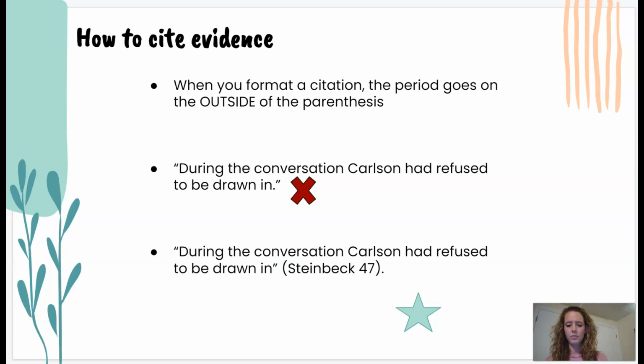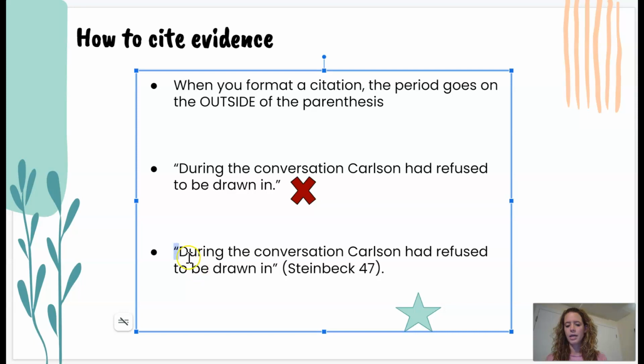So here's a quote from John Steinbeck's book Of Mice and Men. "During the conversation, Carlson had refused to be drawn in." Okay, that is wrong. That's a quote from the book. That's great. It's got quote marks around it, and it's a full sentence, but it's not cited properly. Okay, and that's why there's a big X by it. To do that more correctly, we would still put the quote marks around the direct quote, and we would say, "During the conversation, Carlson had refused to be drawn in," parentheses, Steinbeck, found on page 47, period on the outside.